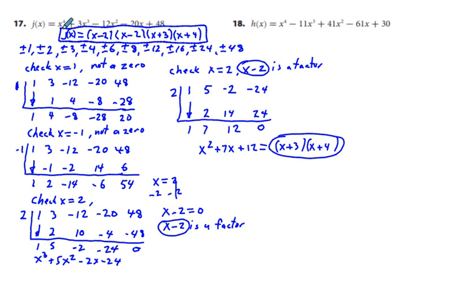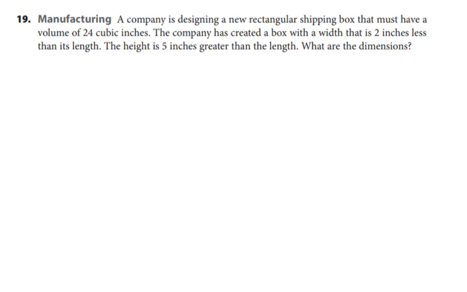Okay, next. On our problem 19, a company designing a new rectangular shipping box must have a volume of 24 cubic inches. The company has created a box with a width that is 2 inches less than its length. The height is 5 inches greater than the length. What are the dimensions? So we're going to let this length be x.